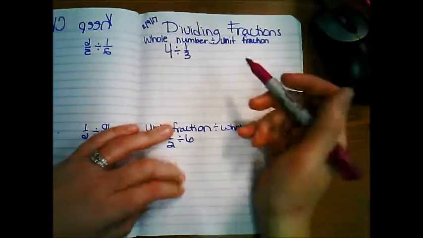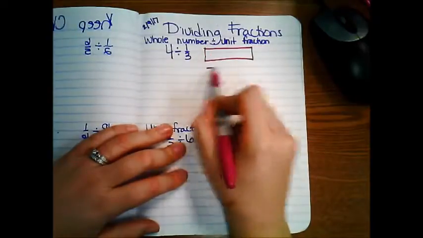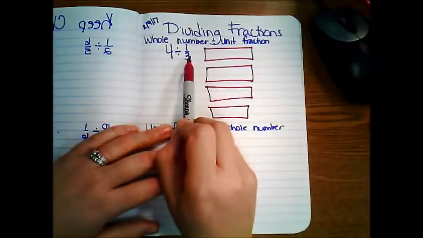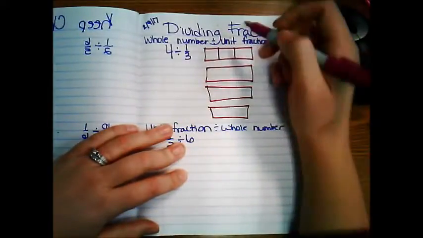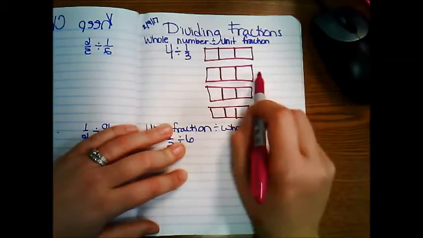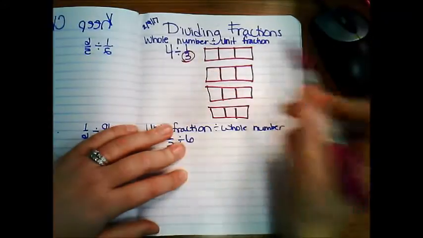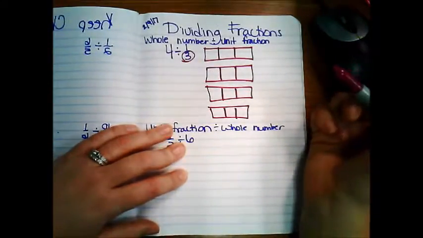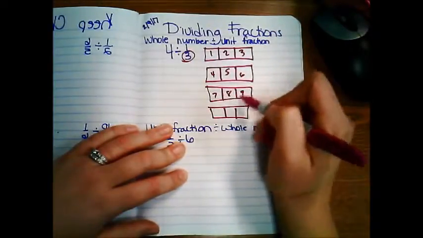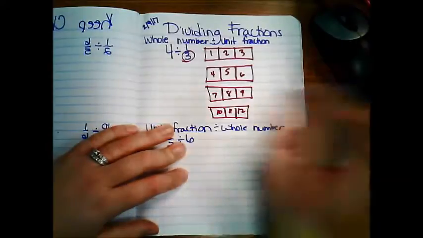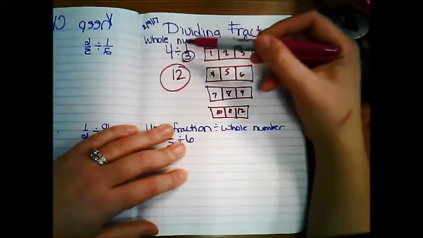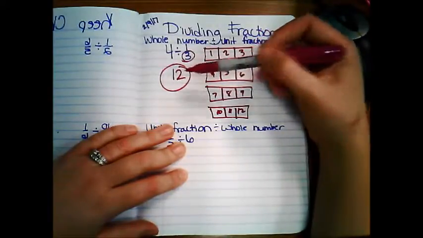So what we will do in this case is we're going to draw ourselves 4 holes, and then we're going to divide each hole into thirds. So here's 1, 2, 3. There's all 4 of our holes split into thirds because that's what my fraction is. So all we have to do is count up the number of pieces we have now. We have 12 pieces, so that would be our answer. Remember that when you have a whole number divided by a fraction, your answer is a whole number.